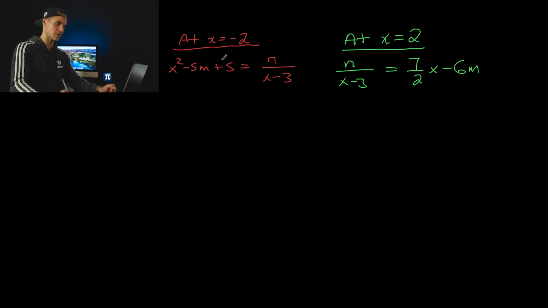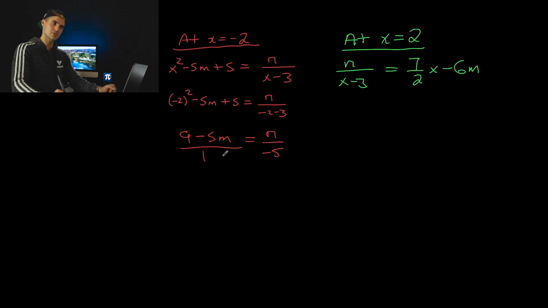So for this first one, we're going to plug in -2 for the x values. So we'll have -2 squared minus 5m plus 5 is equal to n over -2 minus 3. So -2 squared plus 5, that's 4 plus 5, which is 9. So I'll have 9 minus 5m. That's what the left side's going to simplify to. This is going to be n over -5. And then we can multiply both sides by -5, get rid of the denominator. Another thing we could do, we could put this over 1.